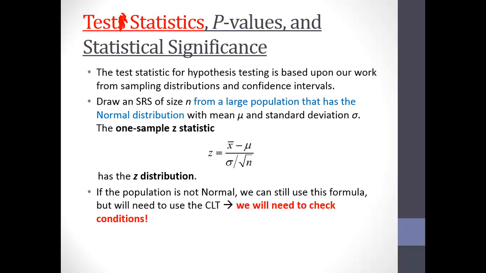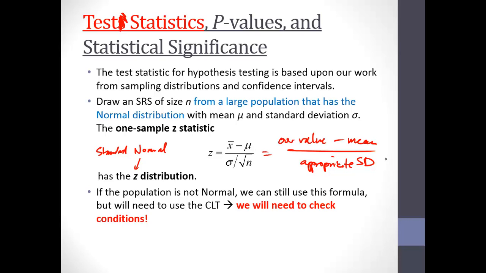So again, if we have a simple random sample of size n from a large population that's normal, then we know that this z statistic, which is our usual value here, has the z distribution, which is the standard normal distribution. So this is our usual thing. We're taking our value, subtracting off the mean, and dividing by the appropriate standard deviation. So what we saw back in chapter 11 was that if our population has mean mu and standard deviation sigma, x bar is going to have mean mu and standard deviation sigma over the square root of n.